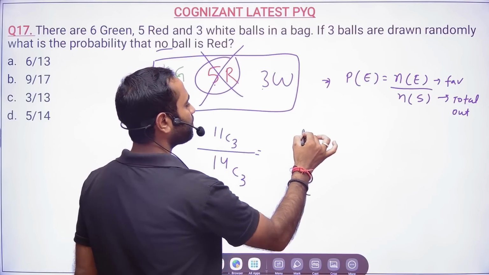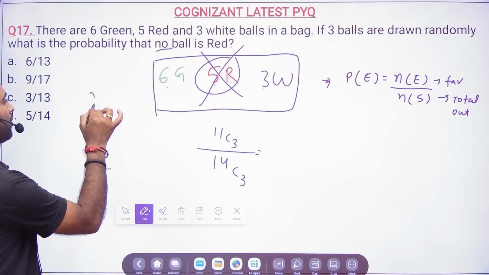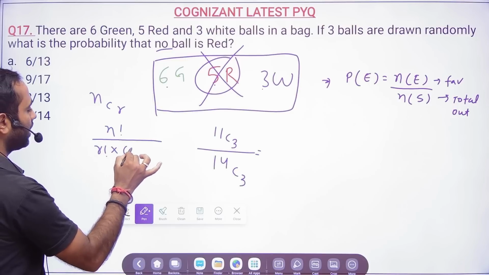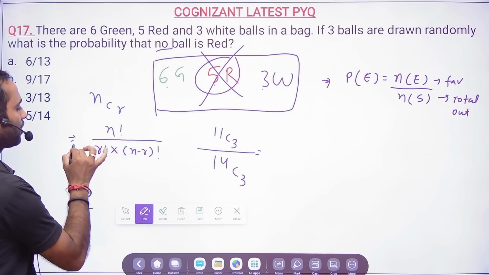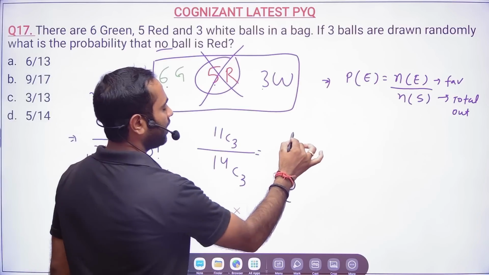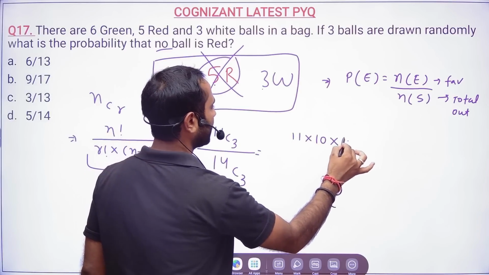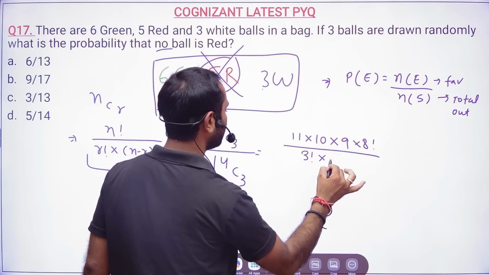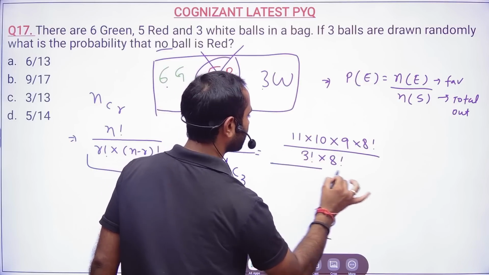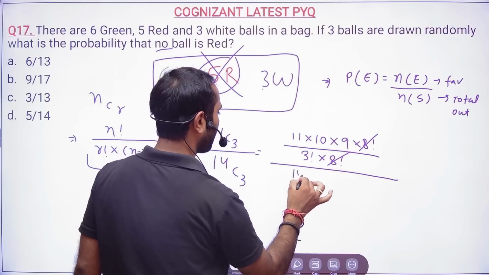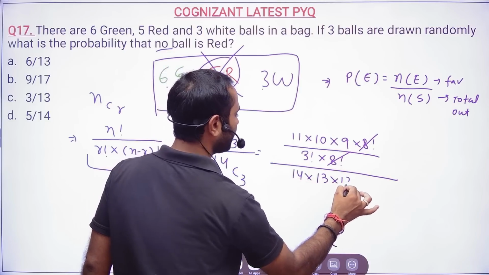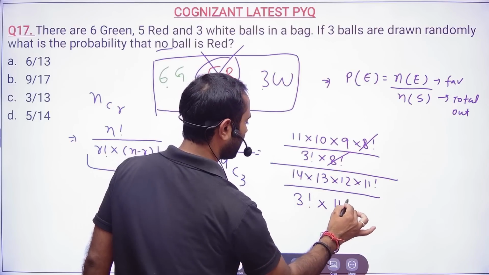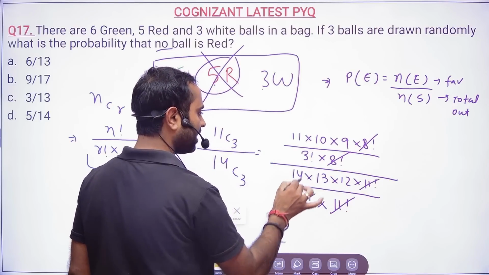Now 11C3. The formula you might be knowing: nCr is equal to n factorial divided by r factorial into n minus r factorial, right? So 11 factorial, 11 into 10 into 9 into 8 factorial, then 3 factorial into 11 minus 3, which is 8 factorial. 8 factorial cancels. Then 14 into 13 into 12 into 11 factorial, using the formula, divided by 3 factorial into 11 factorial. 11 cancelled. Then this 3 and this 3 cancelled.